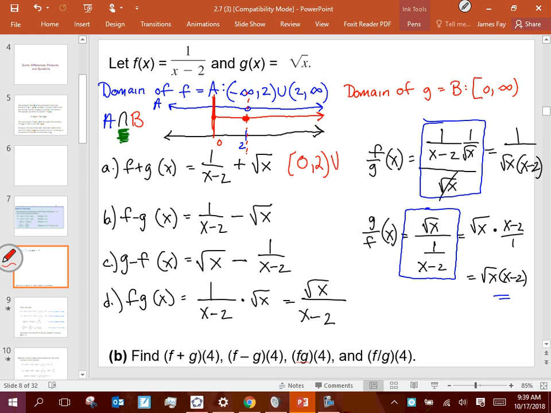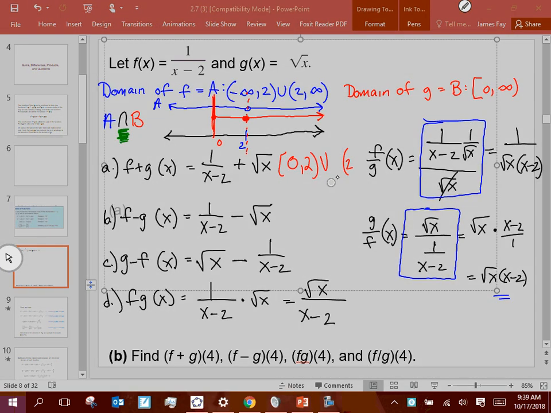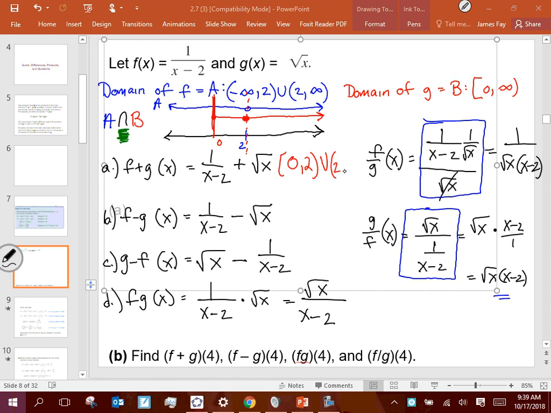And then we'll put a union. 2, and now where else do they start, or where else do they overlap? All the way to infinity. Okay? My screen was about twice as big as it is. We're out of room here. All right, so that there is the domain of f plus g.